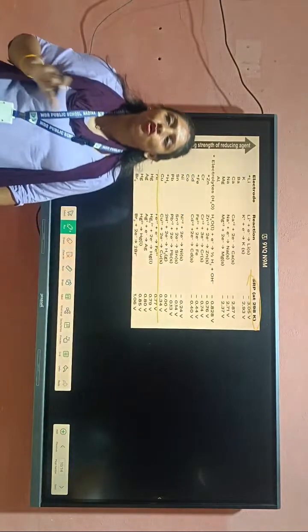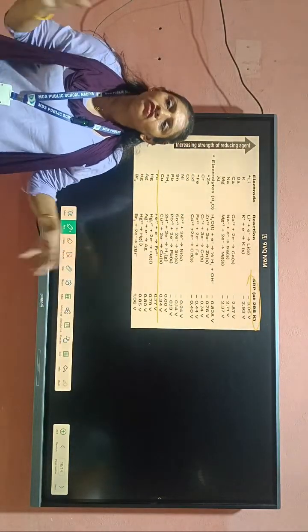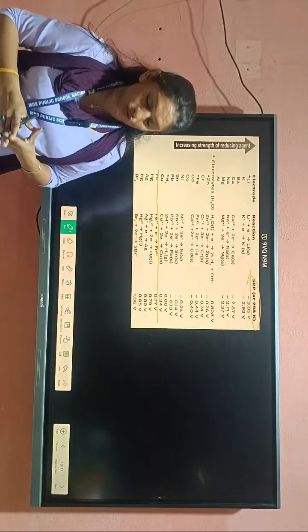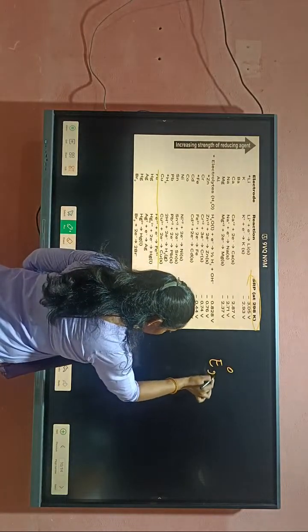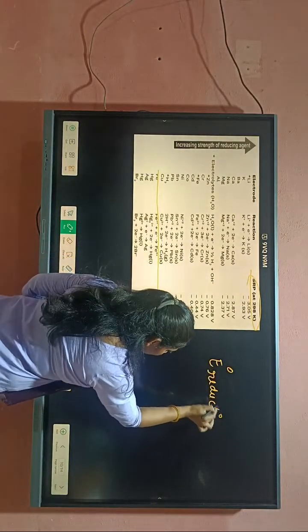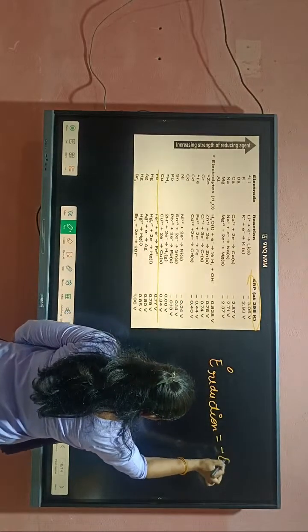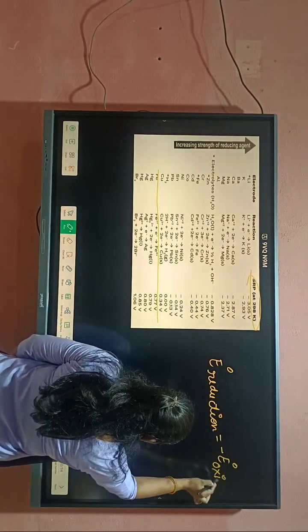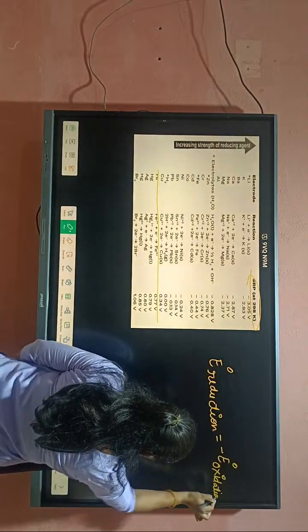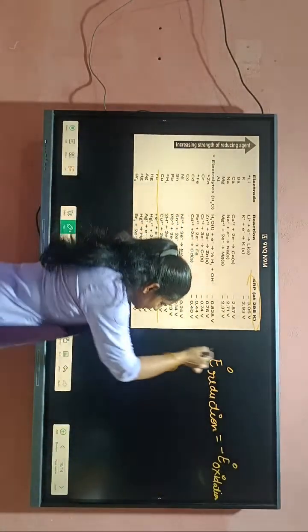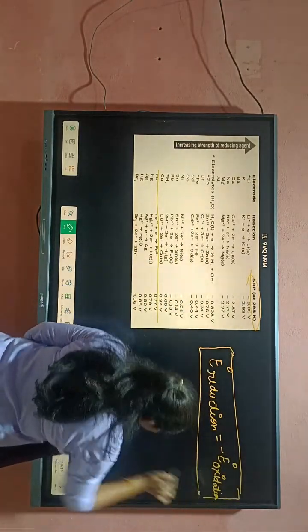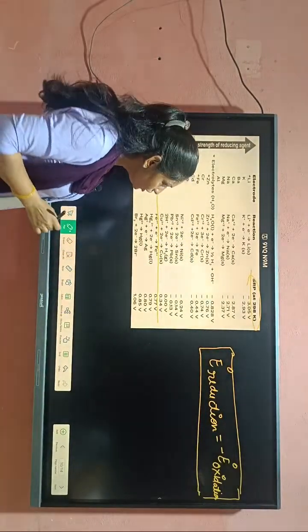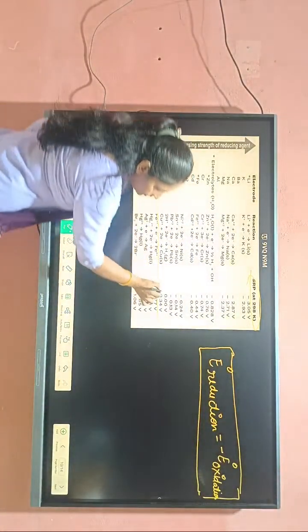But students, if we know the reduction potential, then we can calculate the oxidation potential also. How can we calculate? Let's see. E naught reduction is equal to minus E naught oxidation. It means you will change the sign only. After changing the sign, you can convert reduction potential into oxidation and oxidation into reduction. Clear or not?